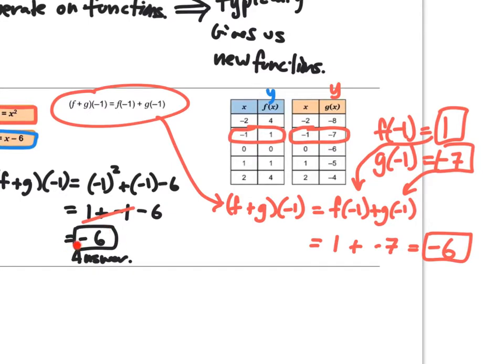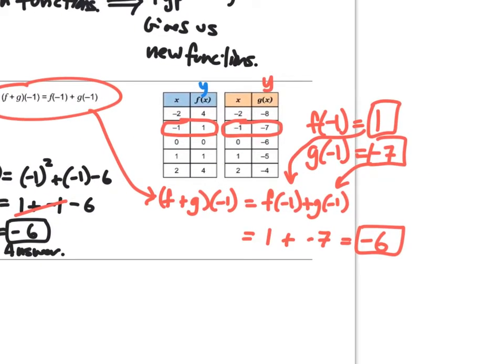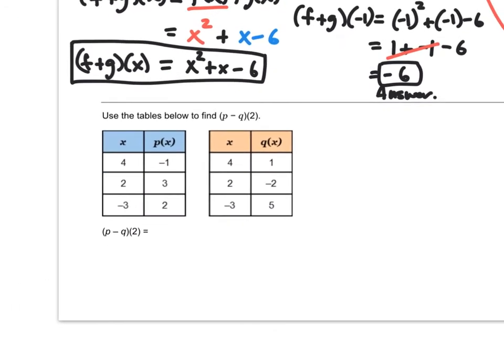All right? So you can do it two different ways. You can write it out, do the algebra, combine like terms, get a new function, and then plug that value in for x, and get an answer. Or you can just do each individual one separately and then add them together and get the same thing. Doesn't matter. All right, let's take a look at this one.